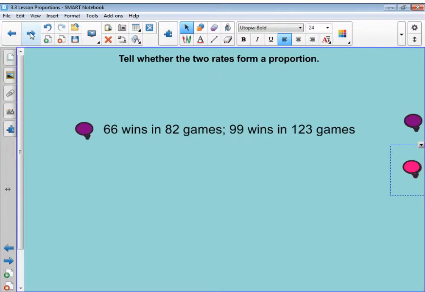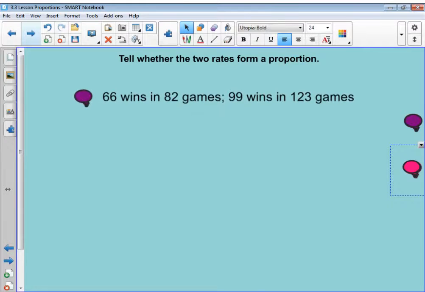Or not. So now we're going to go ahead and work with some word equations where they're asking us the same thing. Tell whether the two rates form a proportion. So here we have a scenario where it says 66 wins in 82 games. And is that equivalent to 99 wins in 123 games? So when you work with a word problem, you are going to work left to right is top to bottom.